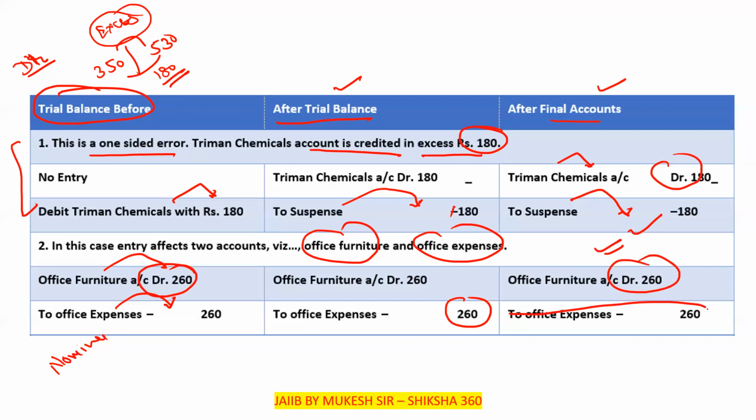So the office furniture account, if we debit it, in the place of office expenses, the account which we have to credit is the profit and loss adjustment account. By mistake it was written wrong here. To the profit and loss adjustment account we have to do the credit here.